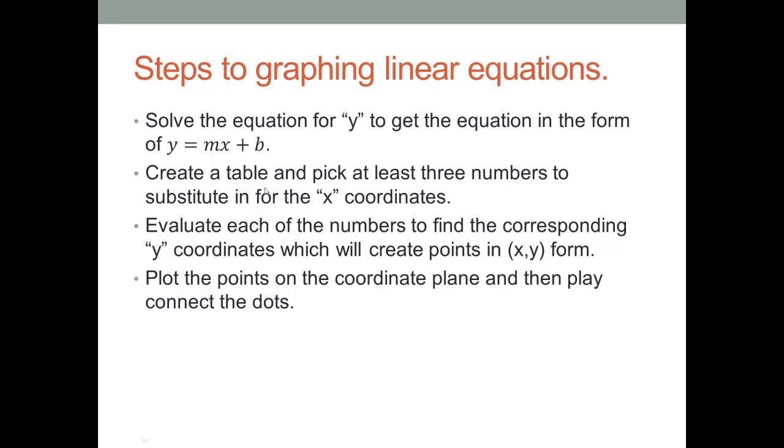Alright, so the third step is to evaluate each of the numbers to find the corresponding y coordinates, and this is going to create a point in what we call the ordered pair form, xy form. When we start looking at the graph, that x number will tell you how far to go left or right from the origin, where the x-axis and y-axis cross. Then the y will tell you how far to go up or down after you go left or right. So we'll plot those points, and then we'll play connect the dots. Again, if you need to copy these steps down, then you might want to pause this video here.